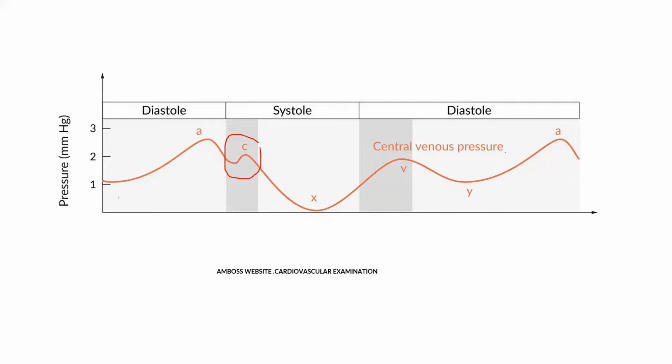Very good. So from the peak of A to the nadir of X, this is atrial relaxation after the contraction. It's relaxing. But this relaxation is interrupted momentarily by the bulge of the tricuspid annulus backward into the right atrium during mid-systole, elevating the pressure only momentarily. So the C wave is due to the annular bulge, okay? Good.